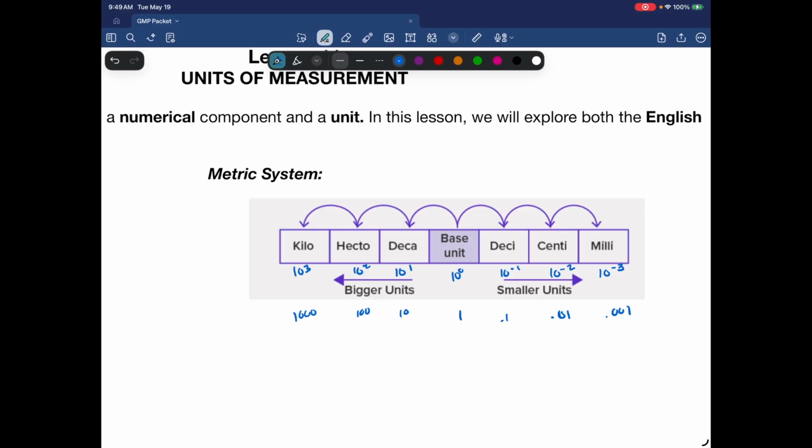Okay, and then there is an acronym that goes with this, just like PEMDAS is, please excuse my dear Aunt Sally. KHDGCM: King Henry died drinking chocolate milk. And of course this is just your base, so it could be grams, liters, meters, anything like that. King Henry died base drinking chocolate milk.